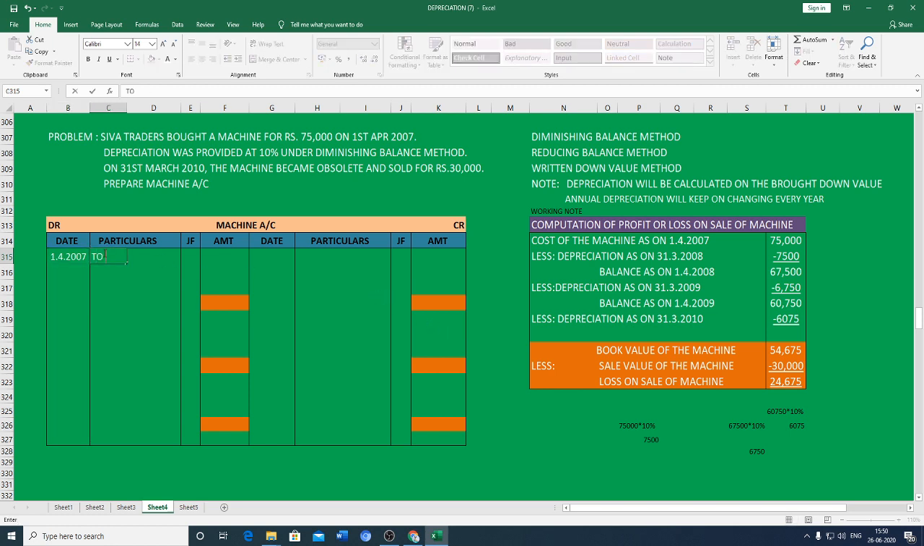So whenever you purchase one asset, you should write it as to bank account, and the amount will be posted as it is, 75,000. Then on 31st March, every financial year ending, we have to calculate depreciation. So 2008, as per the working we are going. By depreciation account, amount is 7,500.